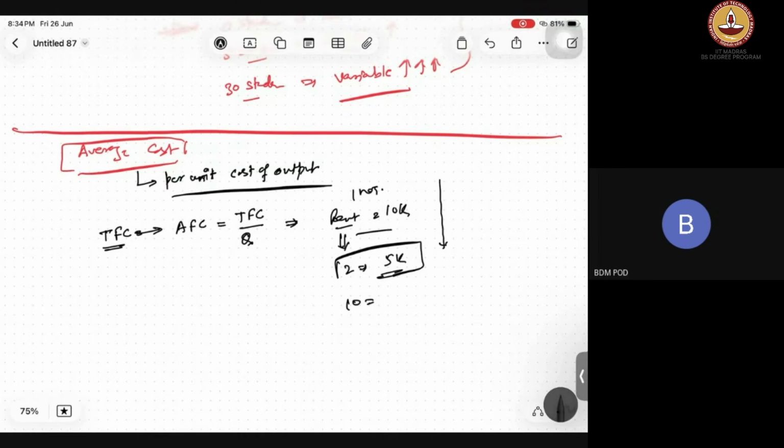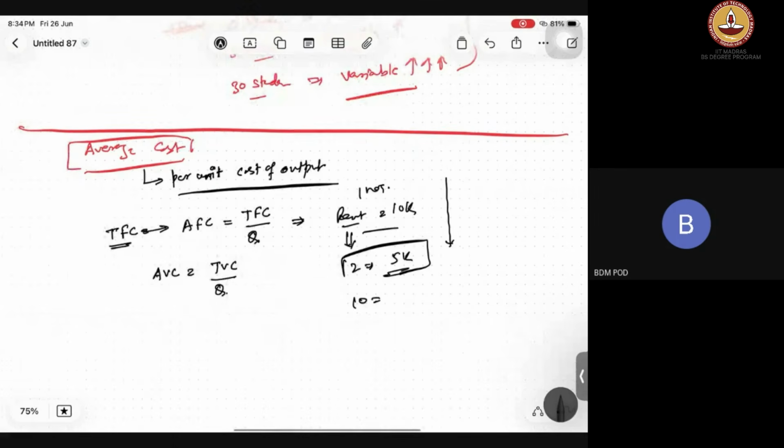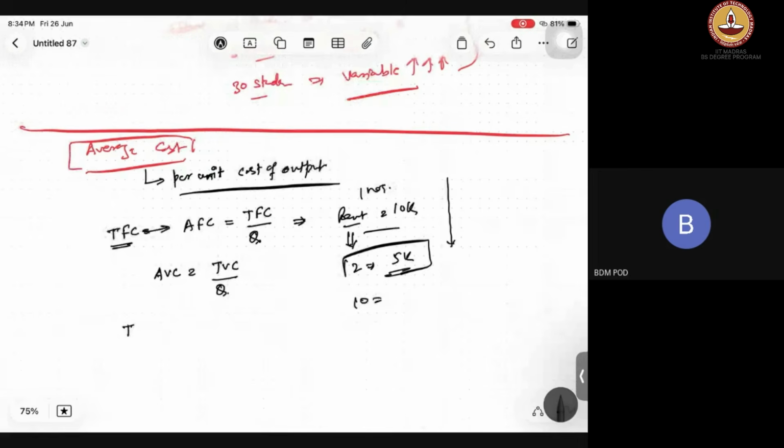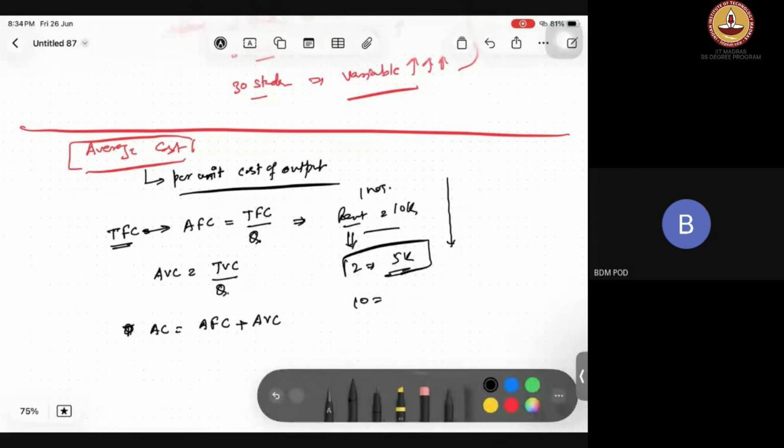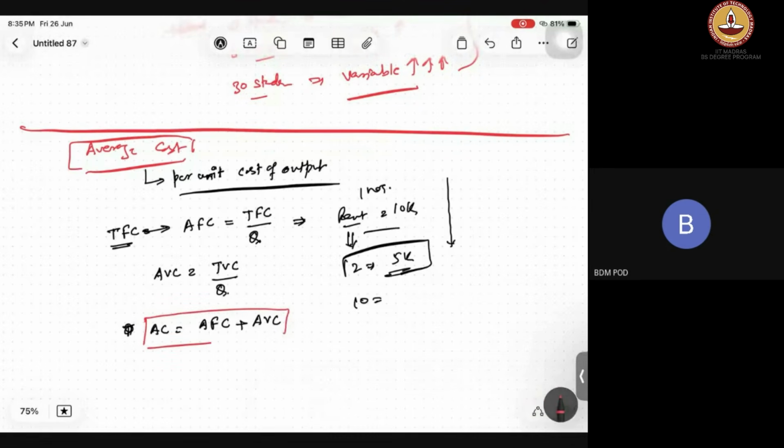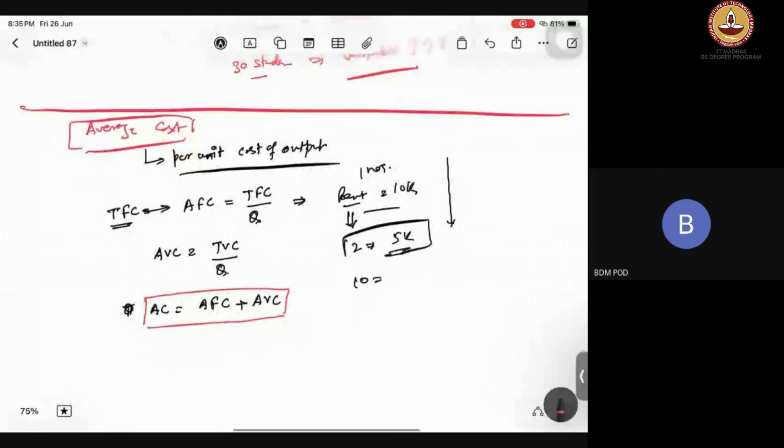So if you change the quantity, the prices are going to reduce. Now average variable cost is equal to total variable cost divided by quantity, right? And similarly, average cost is equal to the summation of average fixed cost plus average variable cost. So this is your final equation for calculating the average cost. I hope it is clear.